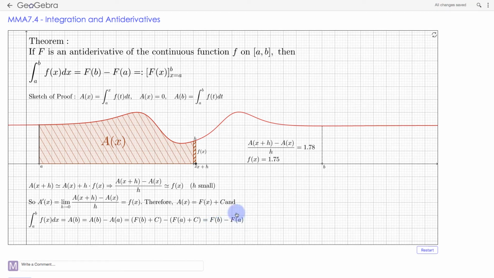In other words, if we have any antiderivative of f, we can just find the integral by evaluating the function at the endpoints and then subtracting the value at the left endpoint from the value at the right endpoint.